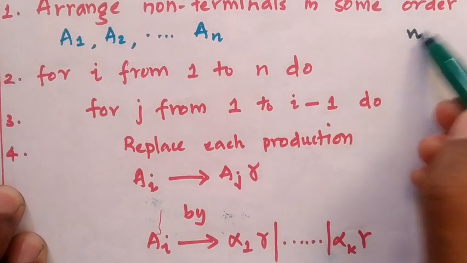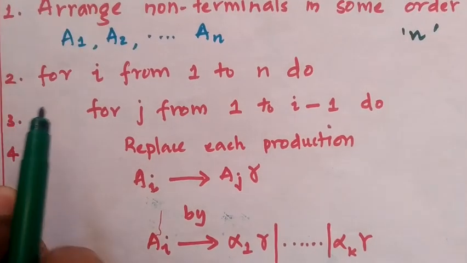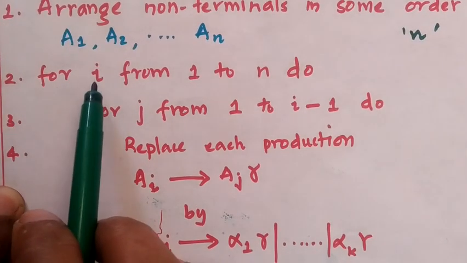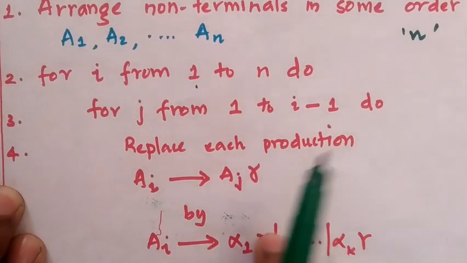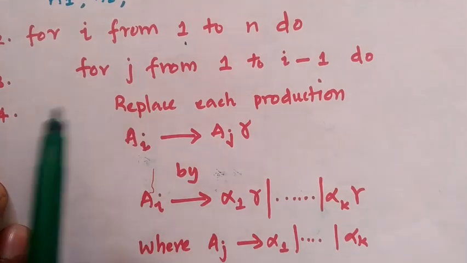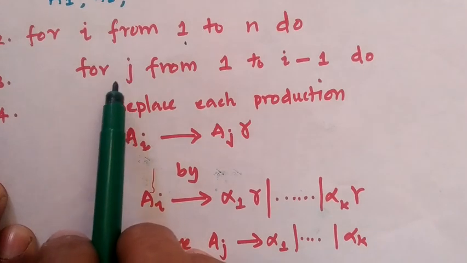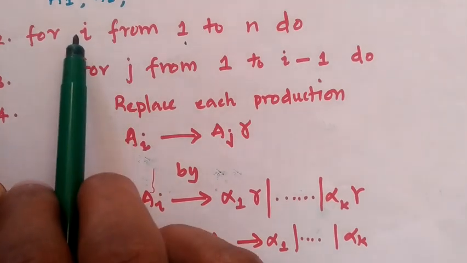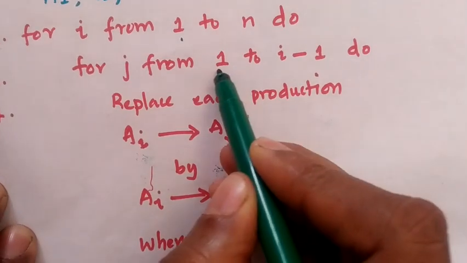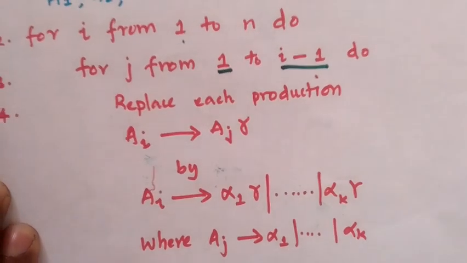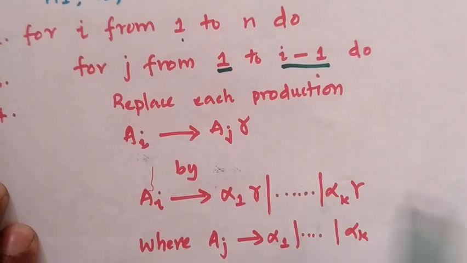In step 2, you find how many non-terminals are there. So here n non-terminals are there. Then you have to start a for loop where i ranges from 1 to n. Do the following things. Then step 3 is j, another for loop, an inner for loop, which is inner to the first for loop, where j is from 1 to i minus 1, and do the following things.